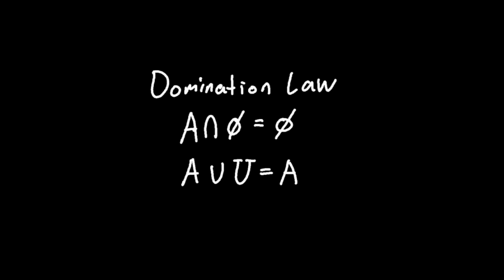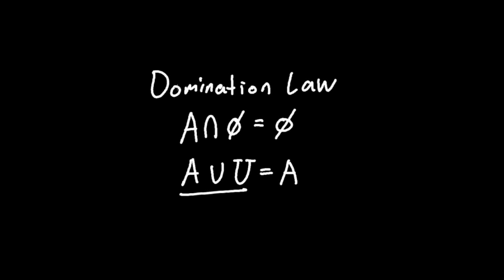But this is the domination law. We have A intersection with the null set, right? If you take the intersection of nothing with something, you're just gonna get nothing, bro. Like, it's just gonna be nothing, okay? And this is logical. You don't even need to remember the law. You'll just know that if you take the intersection of nothing with something, there's no intersection, right? It's just nothing, so you get nothing in the end.